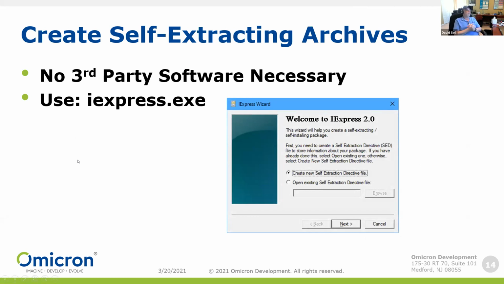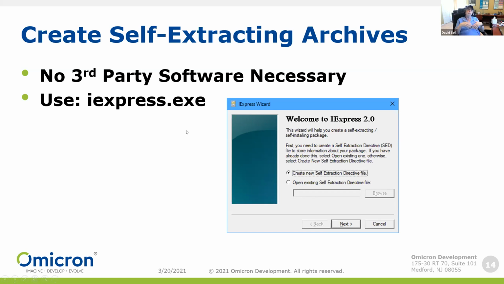Okay, have you ever wanted to create a self-extracting archive? In other words, you want to take a bunch of files, put them into an archive, and make that archive an executable. So when you run it, it'll allow the user to just run it and extract all of those files and put them into whatever folder they want. Well, as it turns out, Windows has one built in that nobody ever talks about. It's called iExpress. And all you do is you just run iexpress.exe.